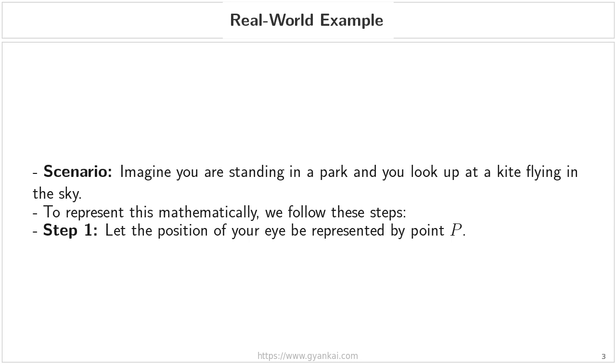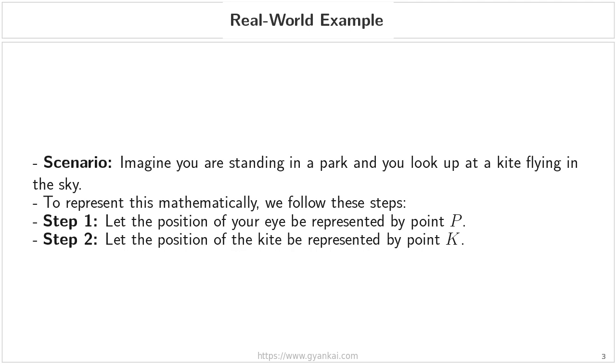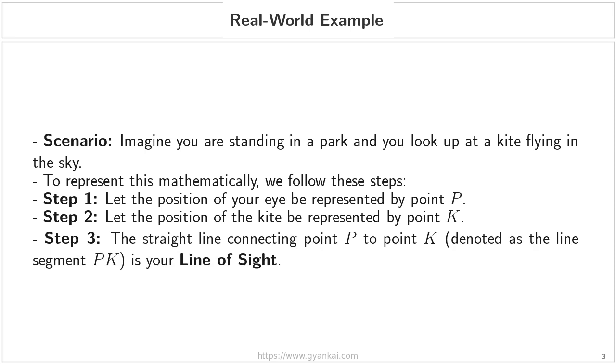First, we need to identify our starting point. We will represent the position of your eye as point P. Second, we identify the object we are observing. In this case, we will represent the position of the kite as point K. Finally, we connect the two. The straight line segment connecting point P to point K, which we denote as PK, represents your line of sight. As you can see, by assigning these points, we have turned a simple moment in a park into a measurable line segment that we can use in our calculations.